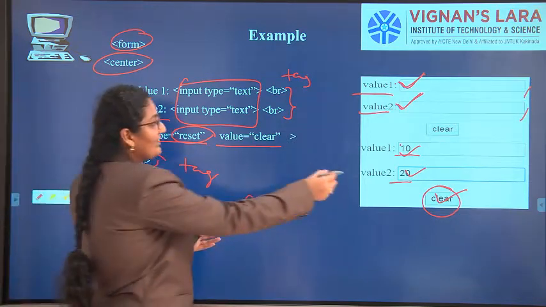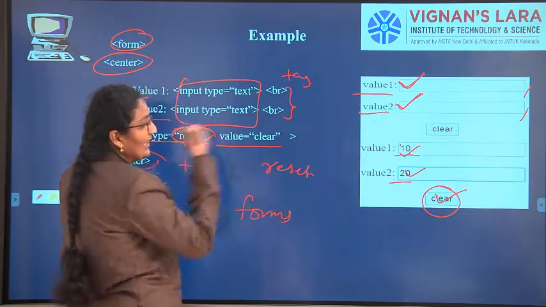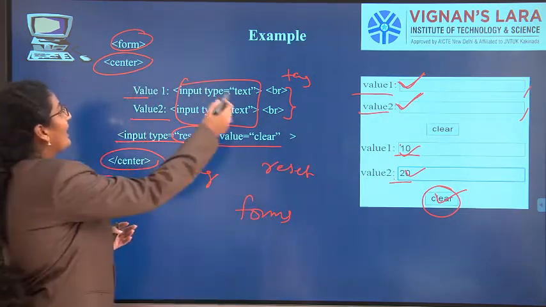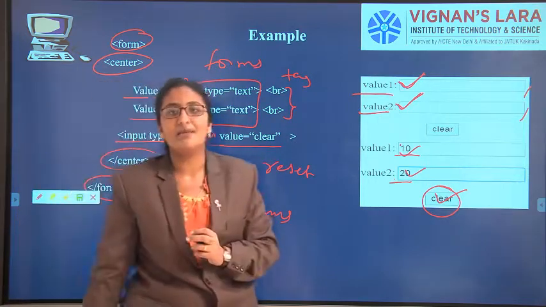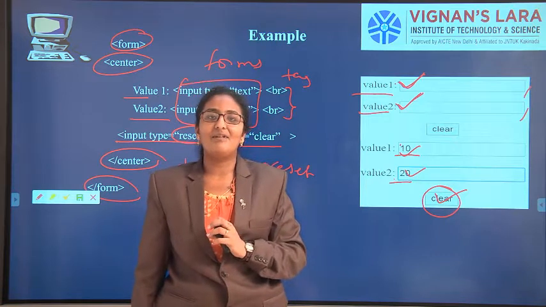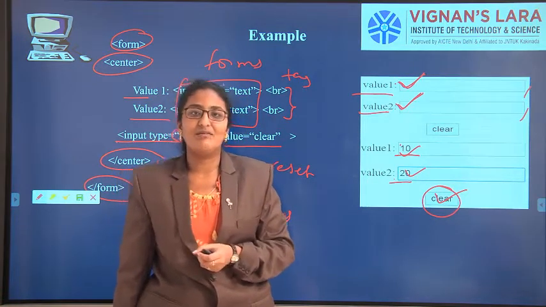So if I have given 10 and 20 and click clear, the reset option will perform and that 10 and 20 will disappear. So today we have discussed forms. In the next class we will discuss frames. Till now we have discussed images, hyperlinks, lists, and forms. In the next class we will discuss frames.